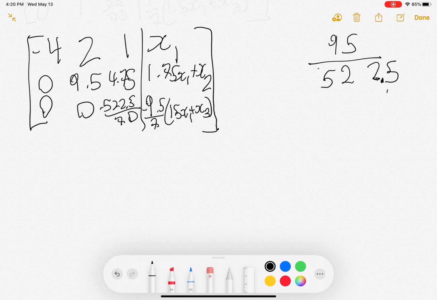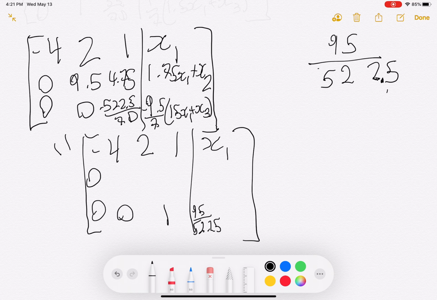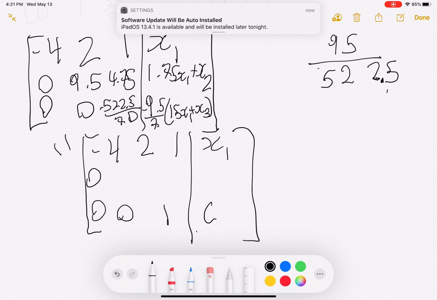Okay. So now, what we want to do is we want to plug in this value for this, so it becomes -4, 2, 1, x1, 0, 0, 0, 1, right? 95 over 52.25 times, actually what we can write here is just, oops, we've actually gotten our value of C3.